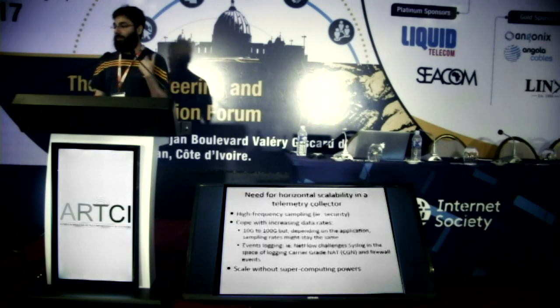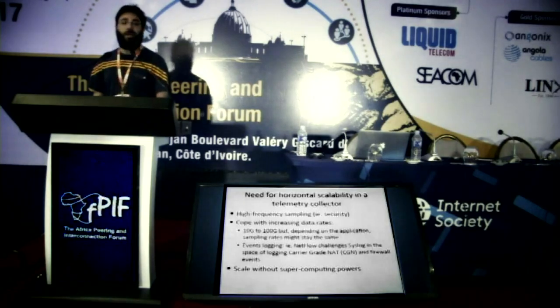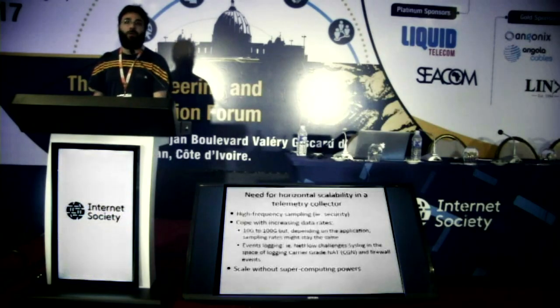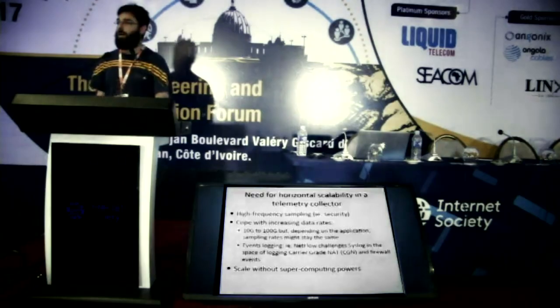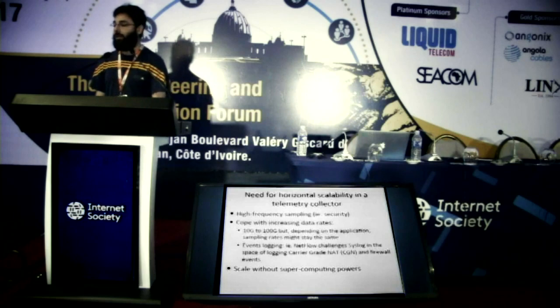So what is the need for horizontal scaling? Now we speak about horizontal scaling, so how we can have multiple collectors, right? We are saying you may want to do high frequency sampling because of security, right? Because, for example, you want to do anti-DDoS or you want to do forensics, and so you cannot have 1 in 10,000 sampling, but 1 in 100 or 1 in 1,000.